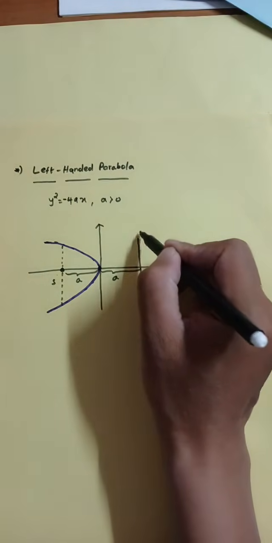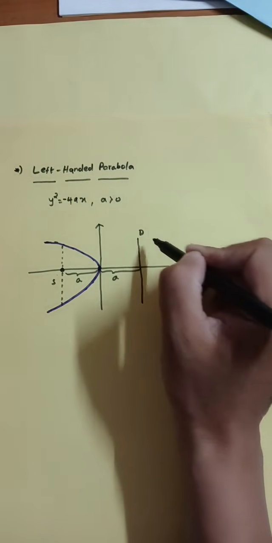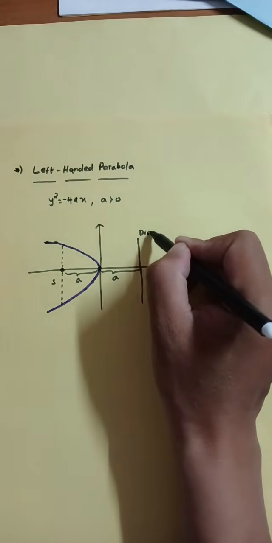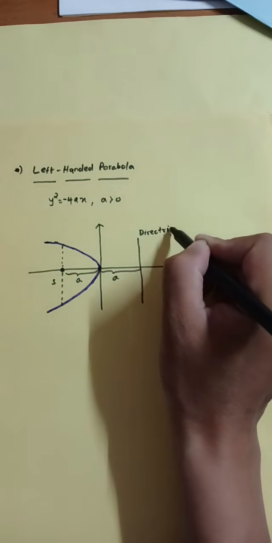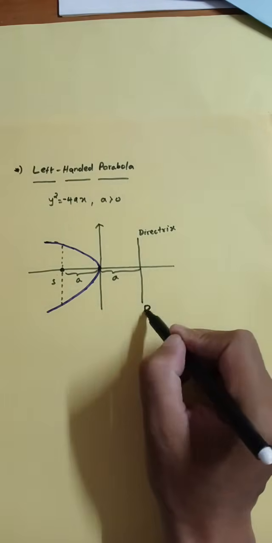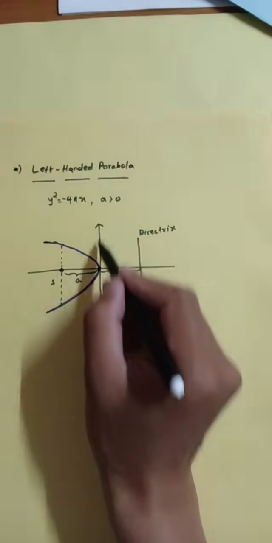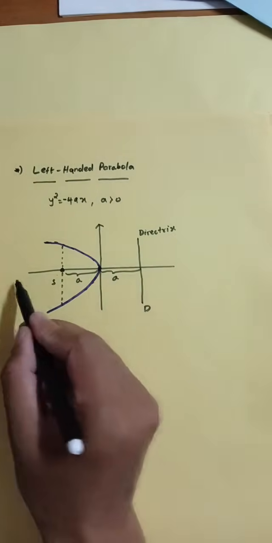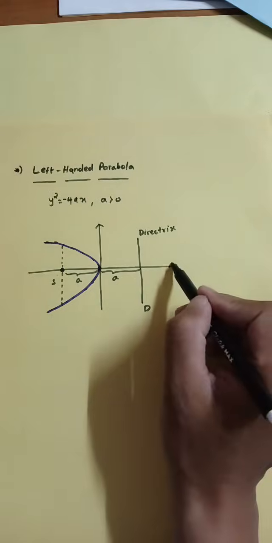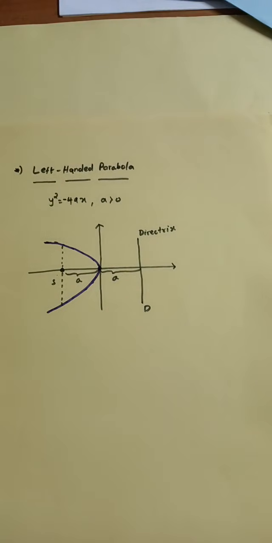This is my directrix, denoted by D. And this is my tangent line through the vertex, and this is my axis, the axis of the parabola.